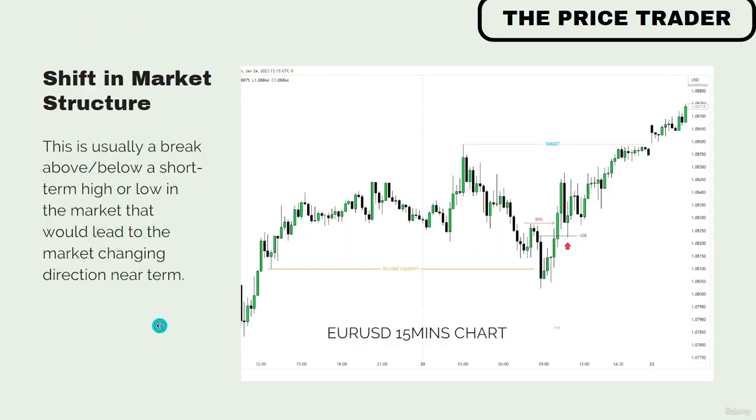So as an example, we have an example of a shift in market structure. As we've outlined, this is usually a break above or below a short-term high or low in the market that will lead to the market changing direction near term. So for instance, in this 15 minutes chart of the Euro USD, we had the market dropping initially.